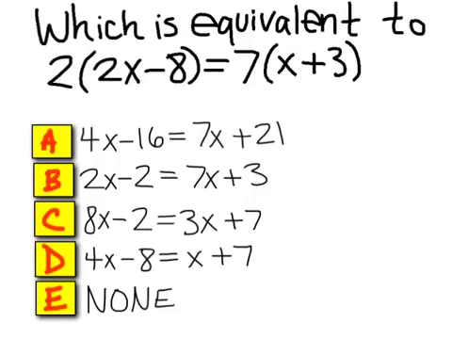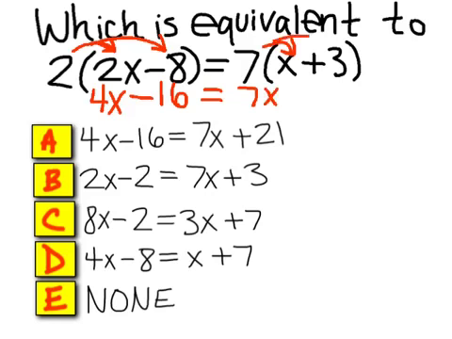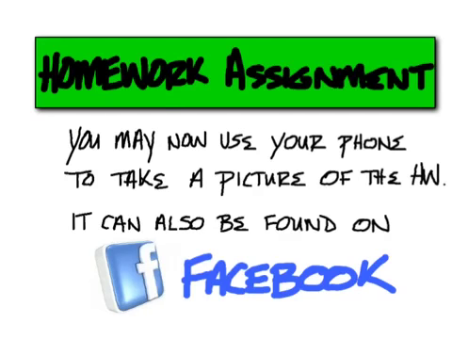Alright, time for the OGT problem. Okay, for this one, we want to use the distributive property. We want to distribute the 2 to the 2x and the minus 8. 2 times 2x is 4x. 2 times minus 8 will give us a minus 16. On the right side, we have 7 times x will be 7x. 7 times a positive 3 will be a positive 21. So the answer is A.